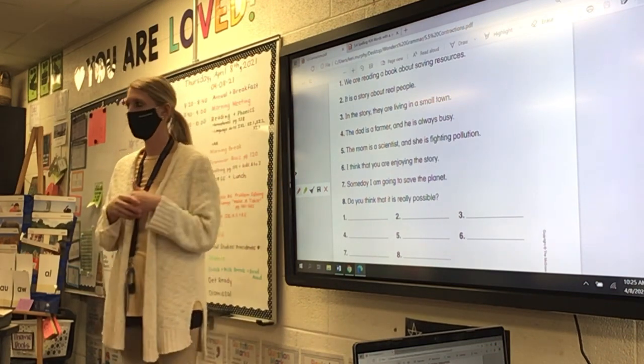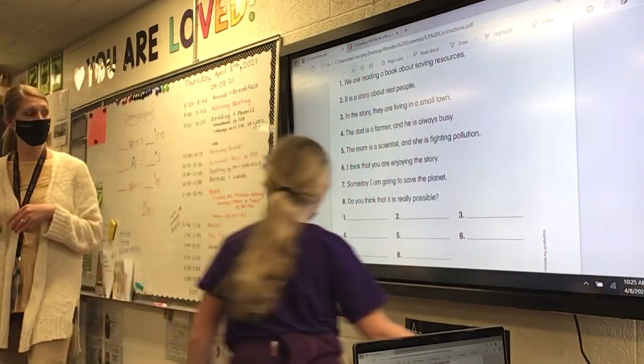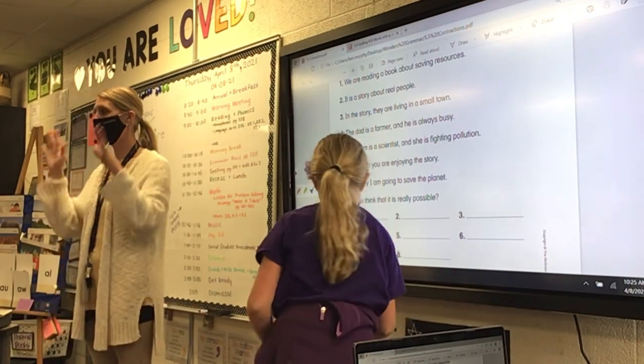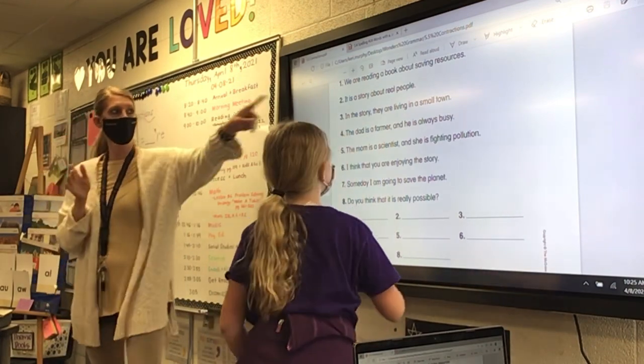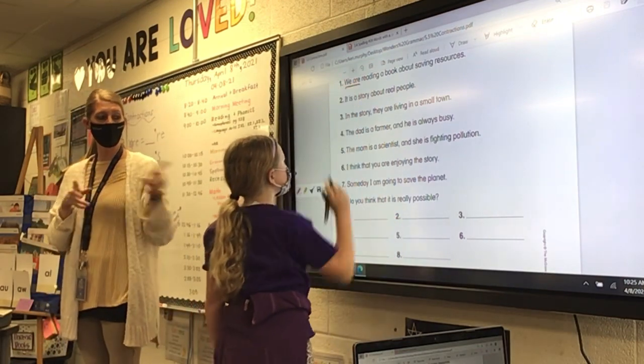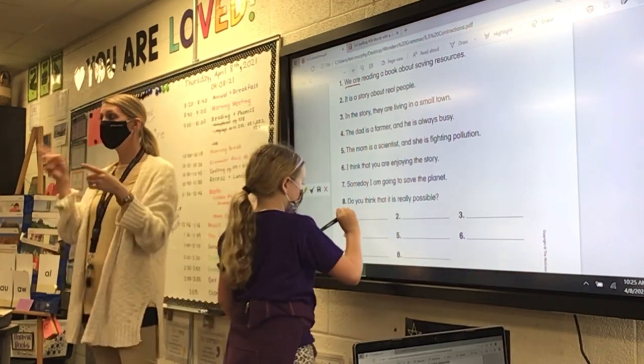So Kinsley, come up here. You do the same. You're going to underline we are. That's the first direction you're going to do. So on the sentences, you got to find two words you can put together. So Kinsley, underline we are. On number 1, see how this matches? On number 1, you're going to make the contraction.